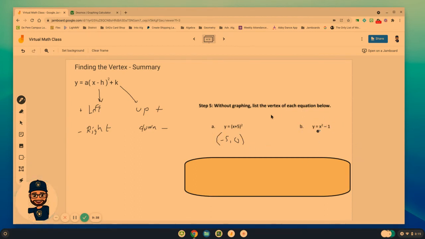Letter B, y equals x squared minus 1. Well, that's our C value. It's on the outside. That tells us to go up or down. And in this case, we're going down 1 unit from 0, 0. So we go to 0, negative 1.